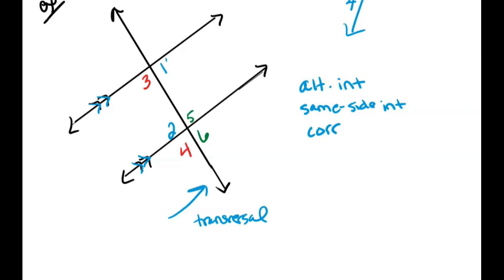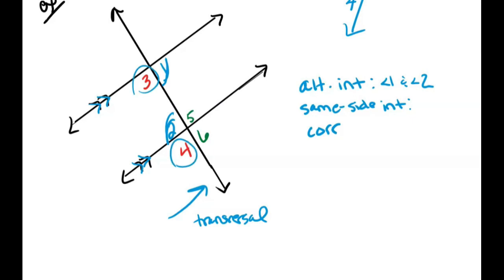And 1 and 2 are on the inside of these parallel lines and on opposite sides of the transversal, making them alternate interior. So angle 1 and angle 2 are alternate interior angles. All right, take a look at angles 3 and 4.